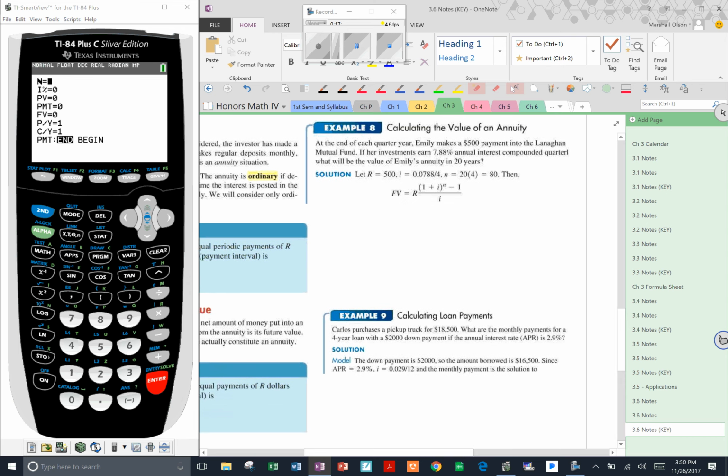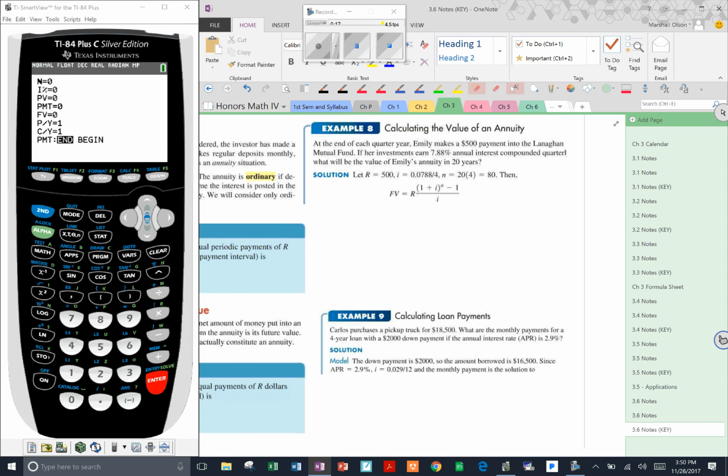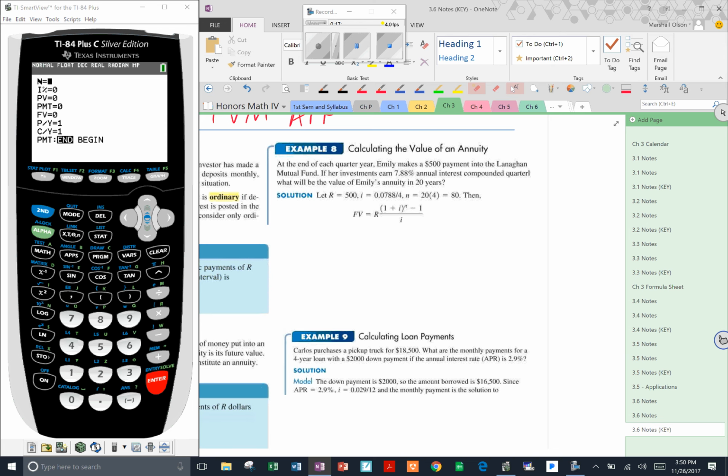So to start with, let's look at example 8 right here. It says at the end of each quarter year, Emily makes a $500 payment into the Langenhan Mutual Fund. Her investments earn 7.88% annual interest compounded quarterly. What will be the value of Emily's annuity in 20 years? So we want to find out the value of this annuity if after 20 years she makes a $500 payment, and she's making that $500 payment at the end of each quarter year, so 4 times a year.